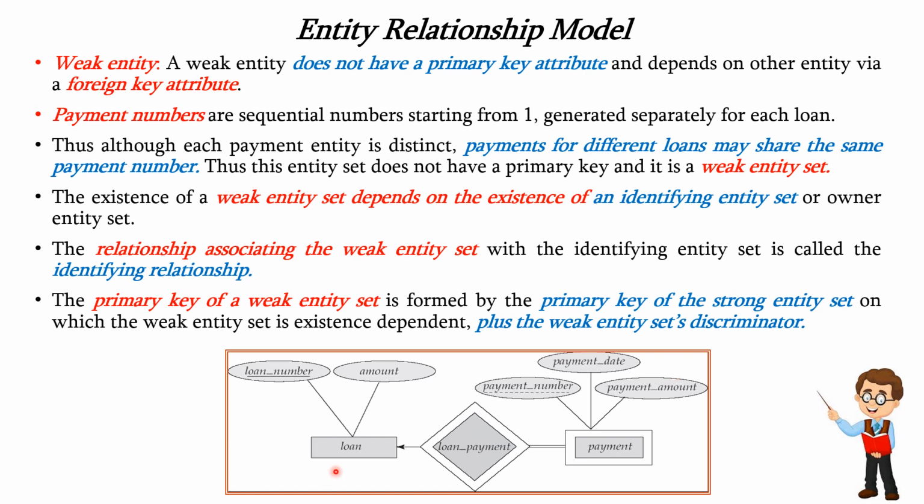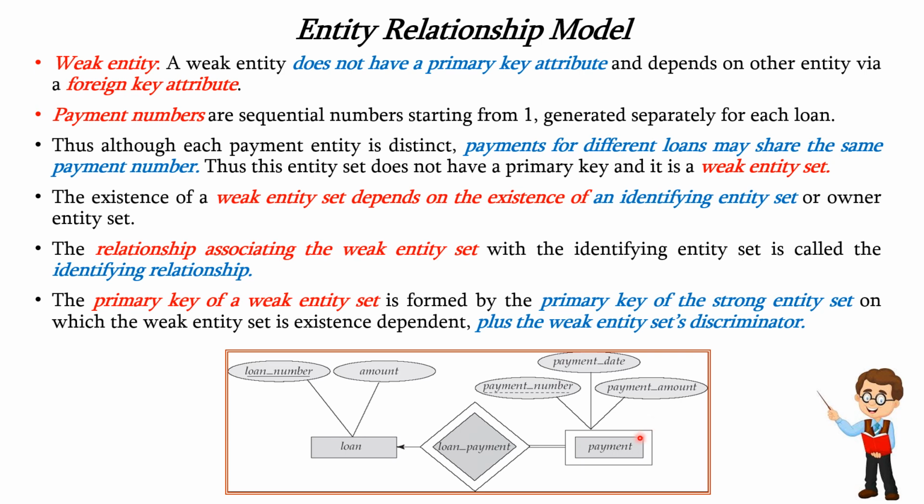So here in this example we can see the concept. We have two entity sets, loan and payment. Loan is the strong entity set because it has the primary key attribute loan number. So we have the attributes loan number and amount for the loan entity set, and payment is the weak entity set because it does not have a primary key attribute. It has only the discriminator, which is nothing but the payment number. The discriminator is indicated by underlining with a dashed line, and we have other attributes: payment date, that is, on which date the payment is done, and the amount which is paid.